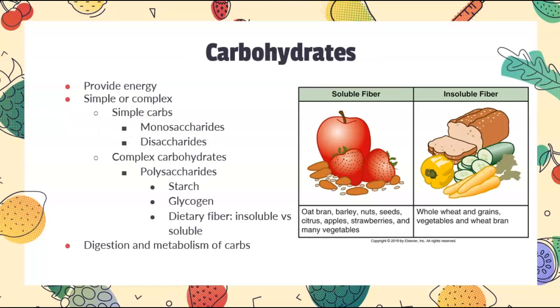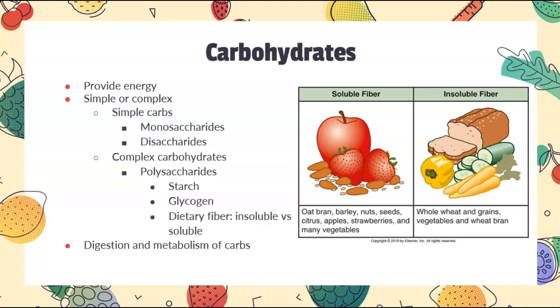Let's get a little bit more in depth into carbohydrates. So the main function of carbohydrates is to provide energy. Carbs are classified as simple or complex. Simple carbohydrates are further divided into monosaccharides and disaccharides. Monosaccharides are one sugar unit, and they're absorbed directly into the blood, for example, fructose and glucose.